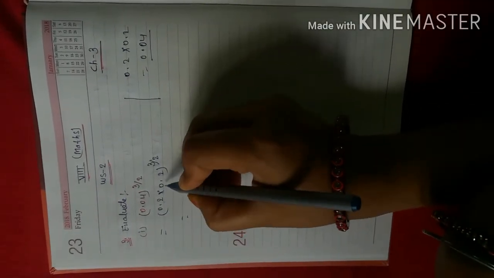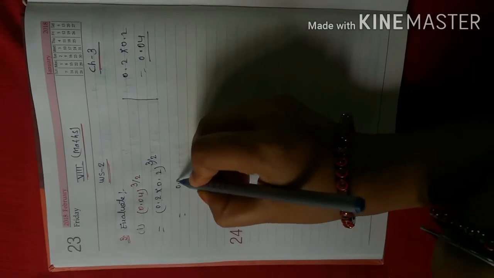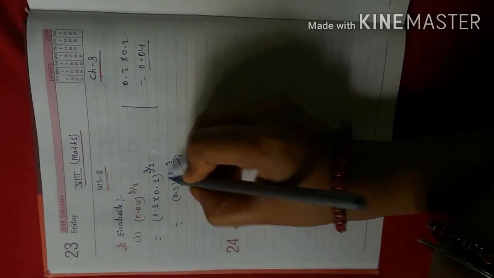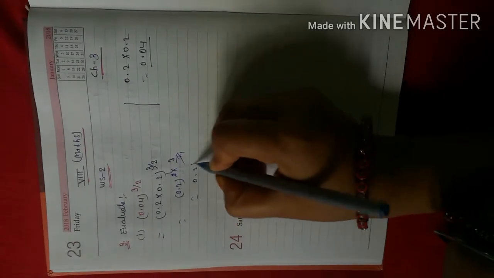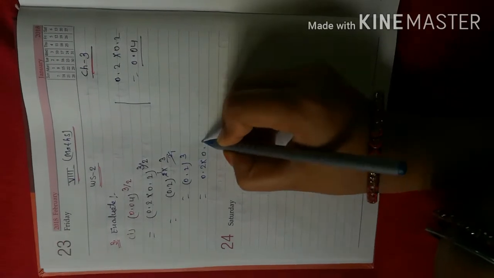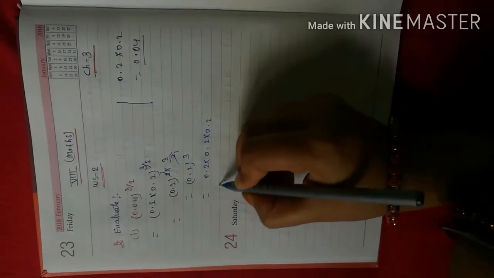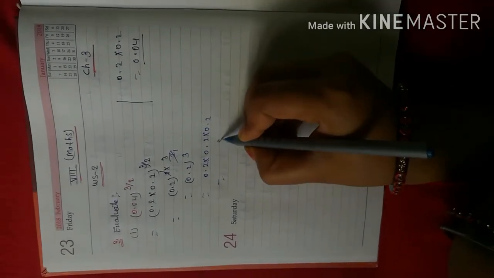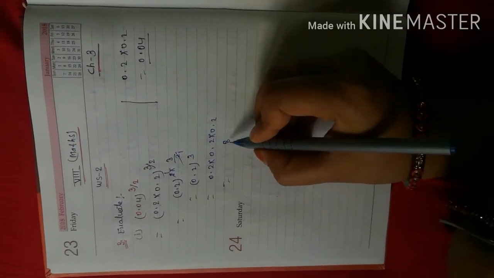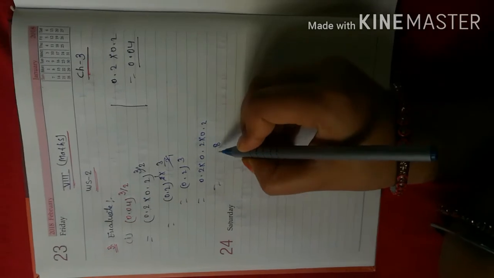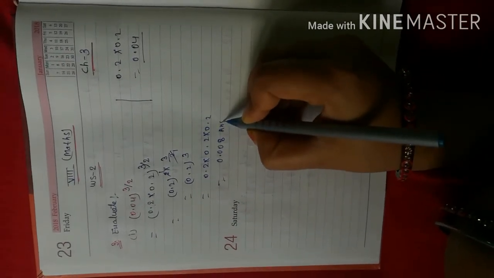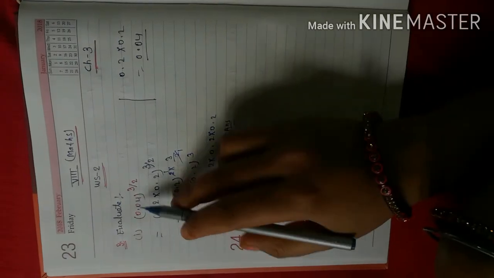Here 0.2 comes 2 times, so we can write 0.2 whole square into 3 by 2. 2 will be cancelled. 0.2 whole to the power 3. It means we can write 0.2 into 0.2 into 0.2. 2 times 2 is 4, 4 times 2 is 8. And after 1, 2, 3, 3 digits we will put the decimal. But here having only 1 digit, so we will put 2 zeros more. Then we will put the decimal. In this way we have completed our first part.